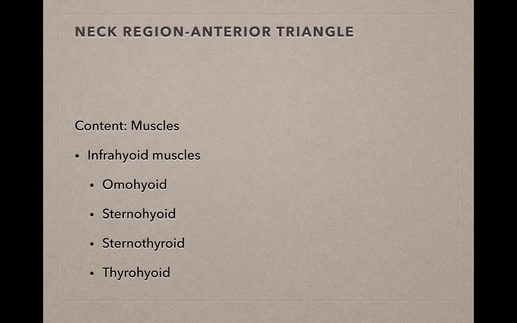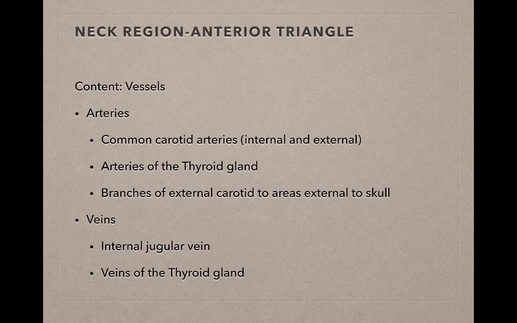So again, let's start with the muscles. The main muscles found here are the infrahyoid muscles, which again are the omohyoid, sternohyoid, sternothyroid, and the thyrohyoid muscles. The vessels, the arteries that run through here are the common carotid arteries, both the internal and the external carotid arteries. There are various arteries that feed the thyroid gland, and there are also branches of the external carotid that travel to areas external to the skull.